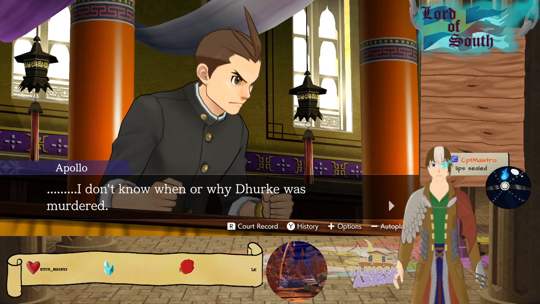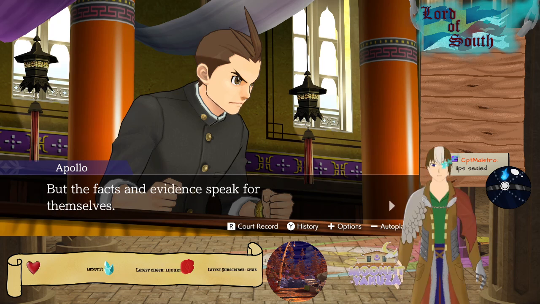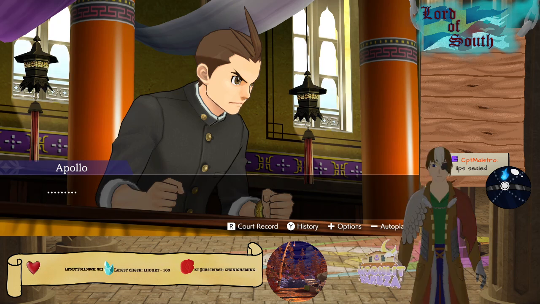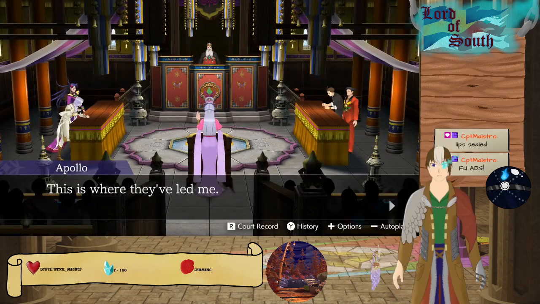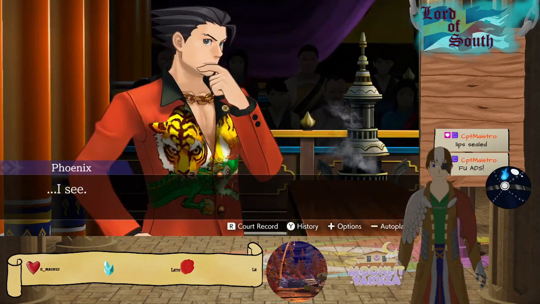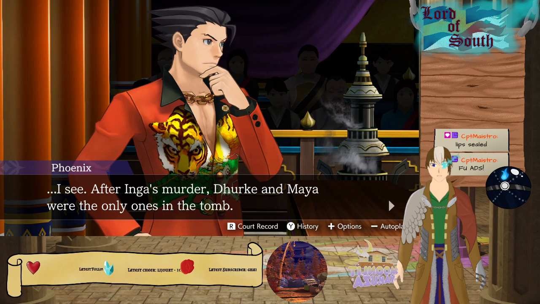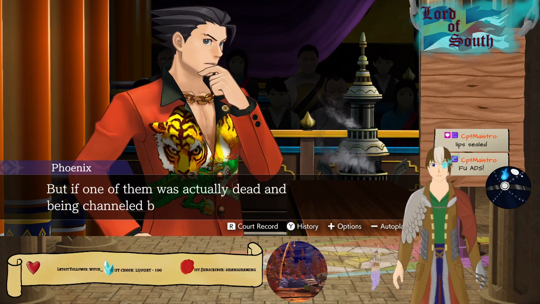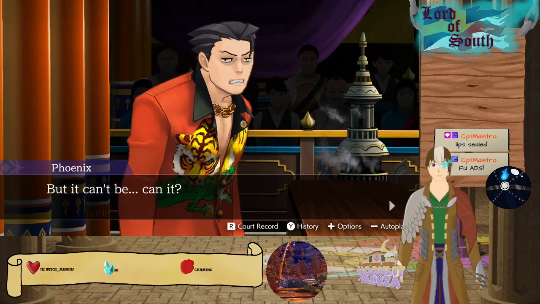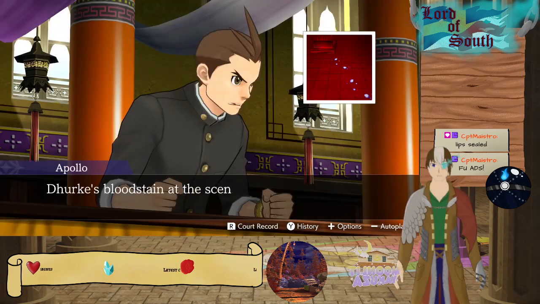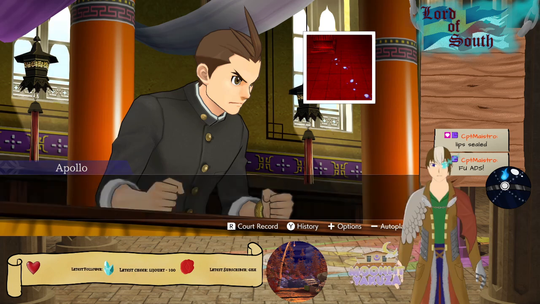I don't know when or why Daruk was murdered, but the fact and evidence speaks for himself. And this is where they led me. I see. Avenia's murdered Daruk and Maya were the only ones in the tomb. But if one of them was actually dead and being channeled by Amara, but it can't be, can it? Daruk's bloodstain at the scene of the crime was the clincher for me.